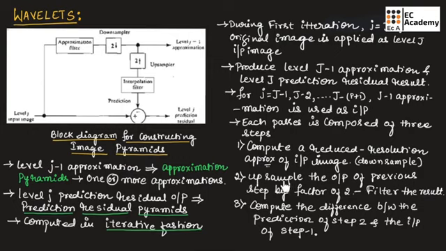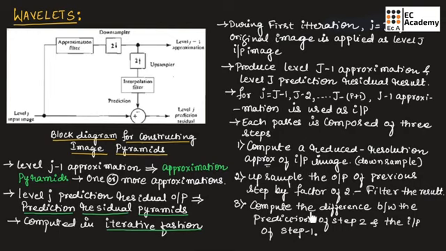The second step is to upsample the output of the previous step by a factor of 2 and then filter the result. This creates the prediction image. As you can see in this block diagram, it will produce a prediction image with the same resolution as the input by interpolating the intensities between the pixels of the previous step. This interpolation is done using an interpolation filter as shown in this block diagram.